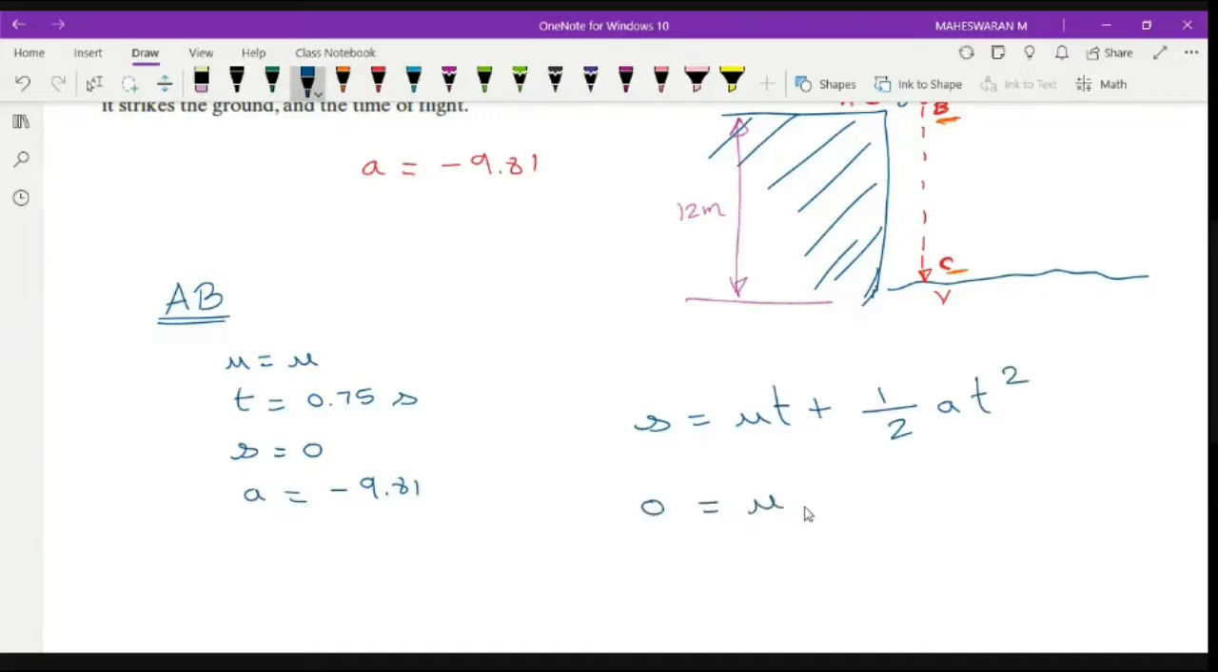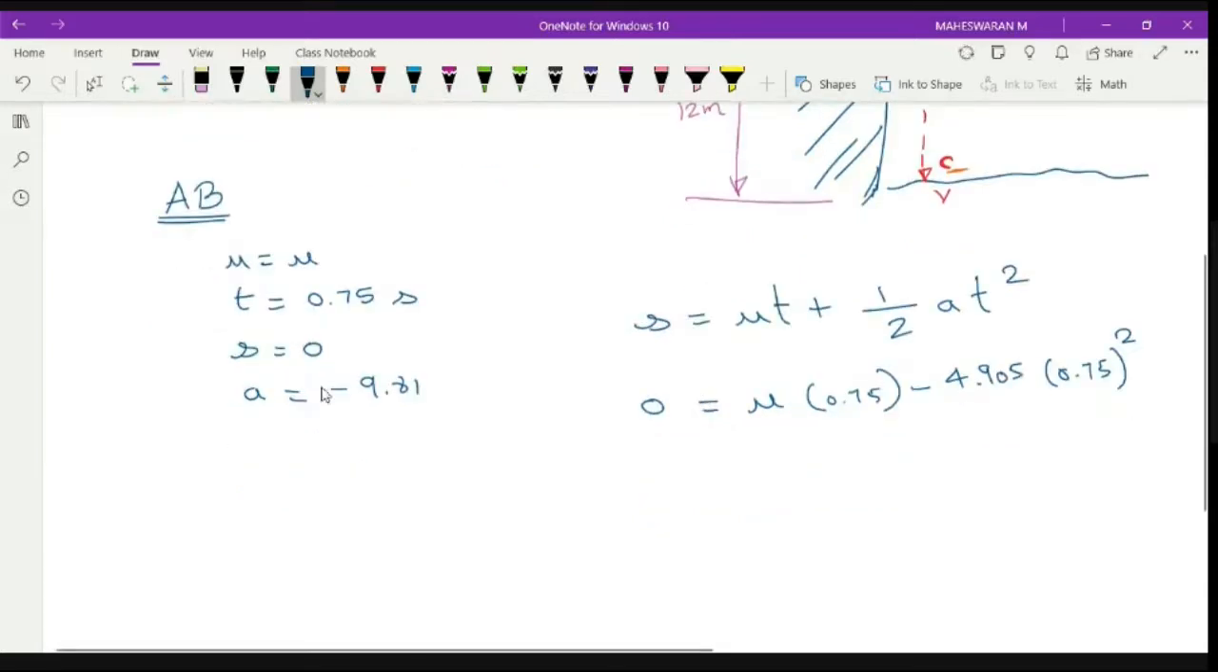U I don't know. T is known, which is 0.75. So sorry, it is not plus now, it is minus. So what will I get? I will get minus 4.905, since 9.81 divided by 2 gives 4.905, times T square, where T is 0.75 the whole square. Can you identify the value of U?